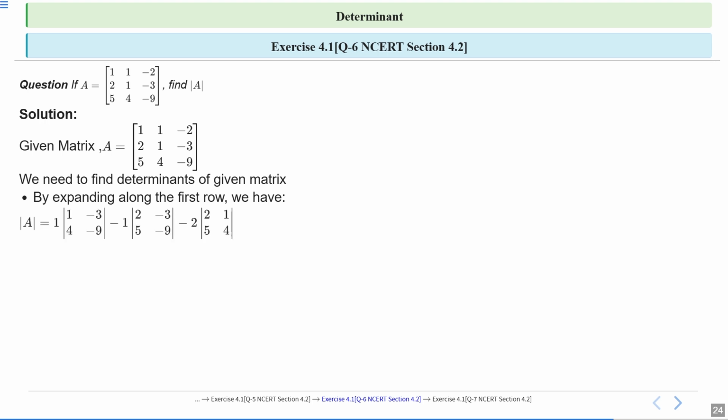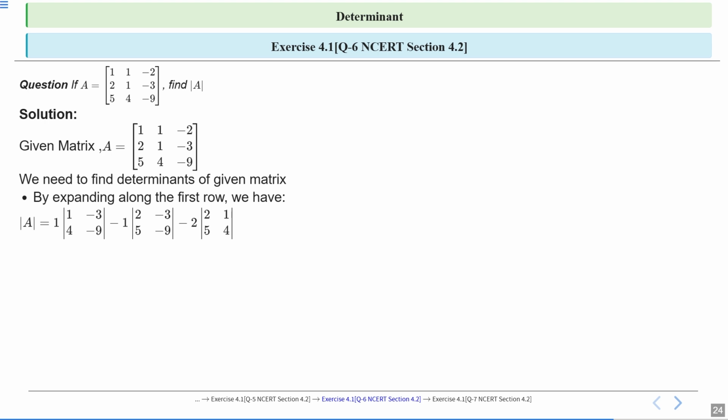We have the first element 1, and its indices are 1 1. So the sign for 1 is (-1) to the power 1 plus 1, that is positive. So it is +1. For the second, it is minus, and for the third, plus. Okay. So we get 1 into the minor of the first row and first column. Just cancel it. We get the matrix [1 -3; 4 -9].